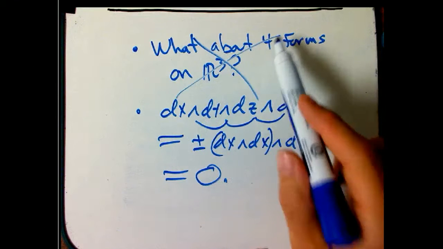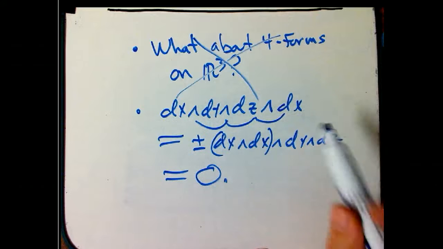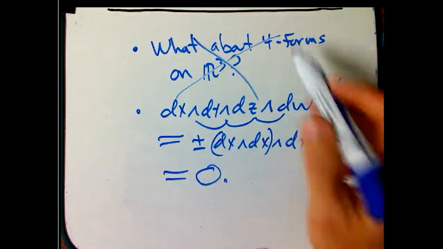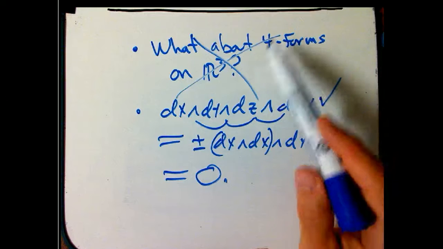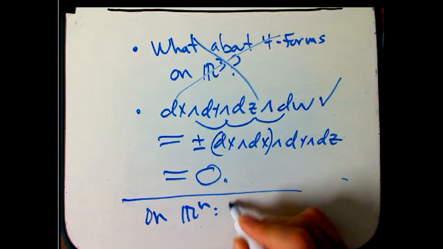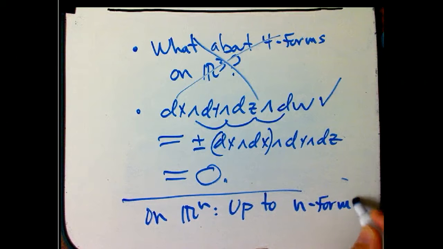If I have 4 variables like w, x, y, z in R4, then I can totally do this. I could have dw, and it's fine. So you're only ever going to get up to n forms on Rn. So on Rn, we get up to n forms, and those are totally useful and meaningful and very cool.